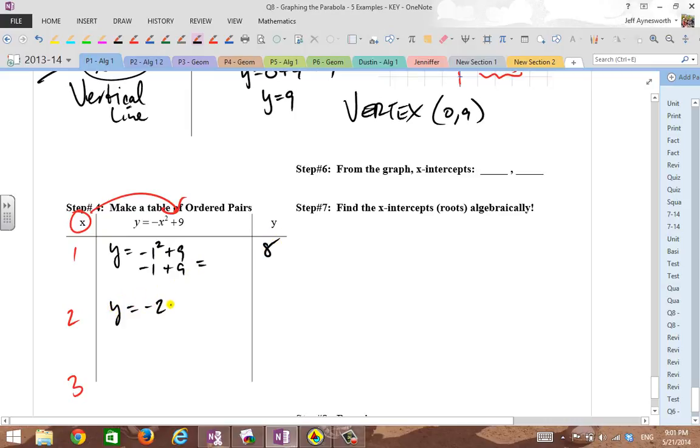Next one, what is negative 2 squared plus 9? Well, that's negative 4 plus 9, or 5. And last one, negative 3 squared plus 9. That's negative 9 plus 9, or 0. All right, now let's plot these and reflect them, and then we'll be almost done.